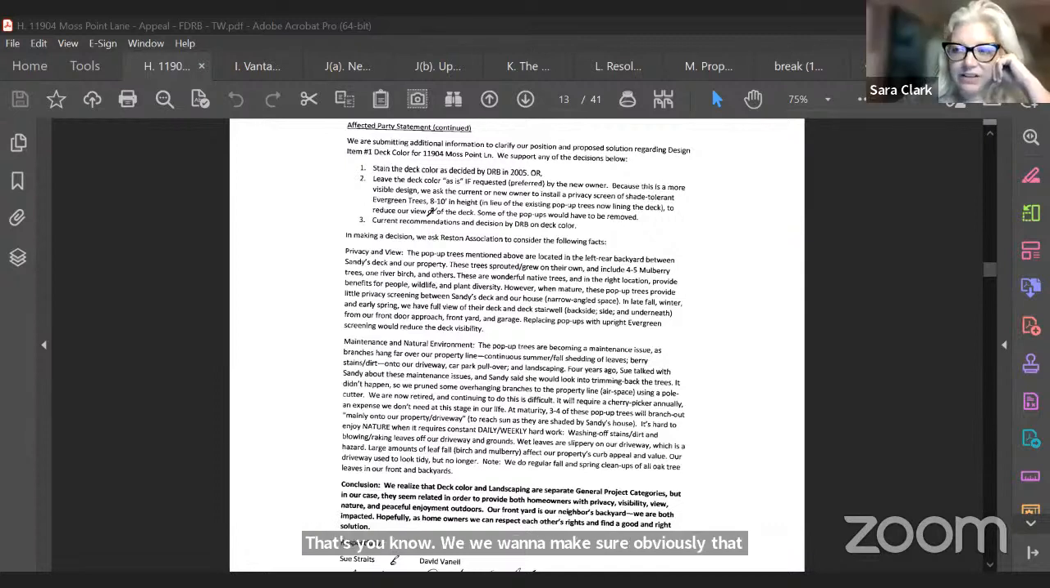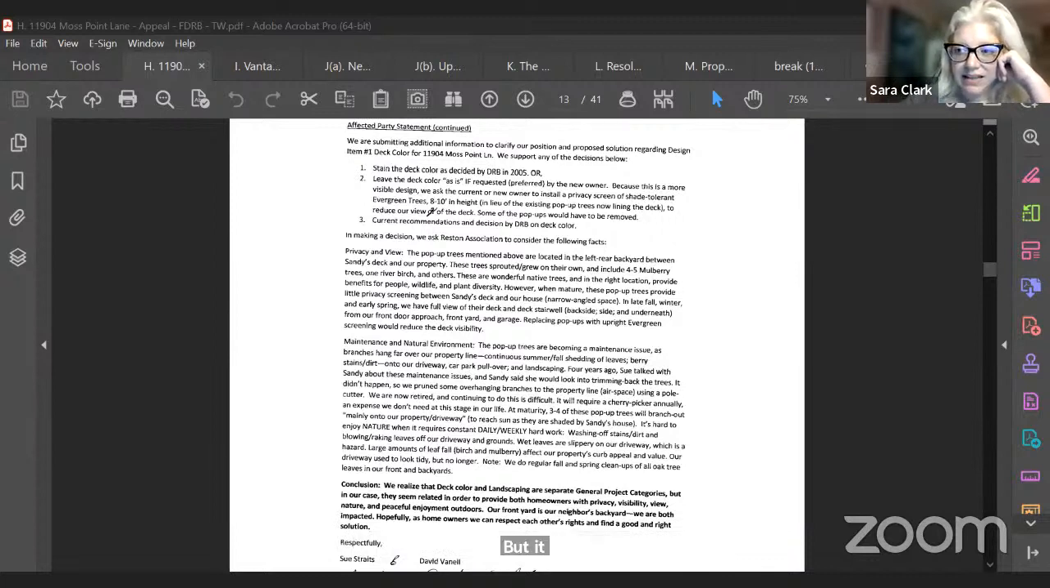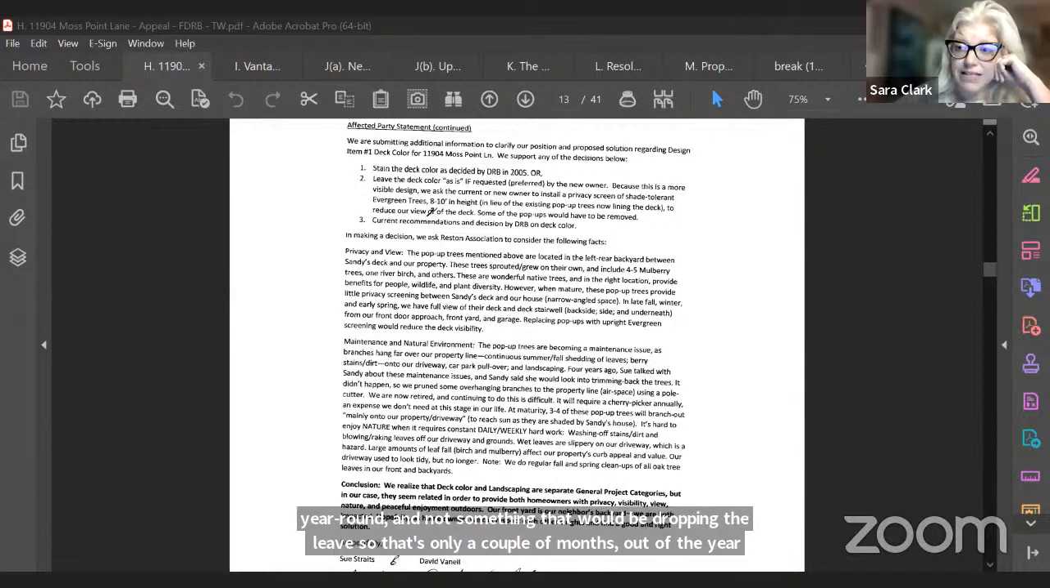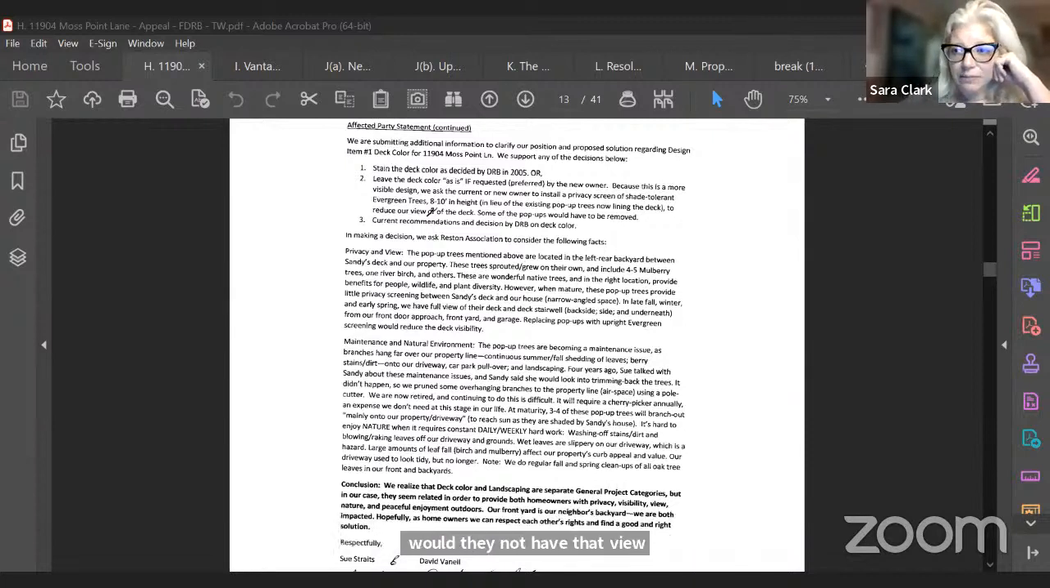Yeah, Michael, I concur. With the discussion, the challenge was we weren't going to be able to get the deck in line with the colors. So the solution was, well, then provide the screening to the neighbor. And I think the general understanding was that the screening would be year round and not something that would be dropping the leaves, so that only a couple months out of the year would they not have that view. That was the issue, the view of the deck in the non-conforming color.